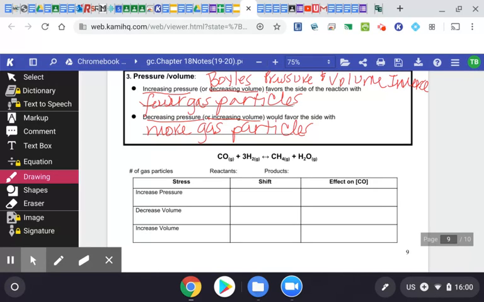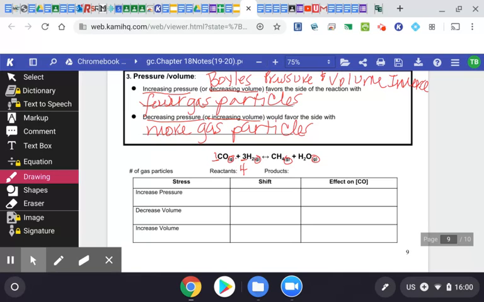The way we do that is we start off by looking at our states of matter. Here we have gas, gas, gas, gas. So everything counts as a gas particle. Then we add up our coefficients. I have no coefficient in front of carbon monoxide, so that's like an understood 1. I'm going to add that to the 3 here. 1 plus 3 gives me a total of 4 gas particles on my reactant side.